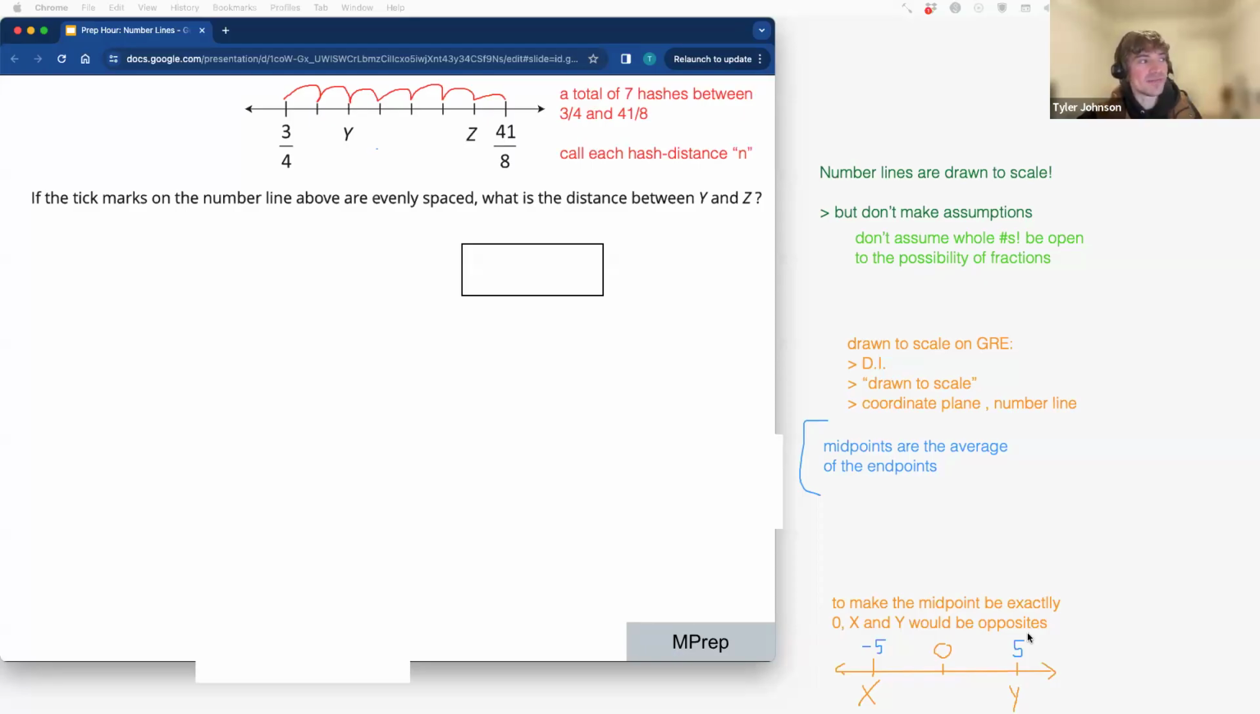But the question wasn't, what are those hash marks? It's, what's the distance between y and z? So looking at y and z, count up those spaces. There are 4 hash marks in there, which means the space between them is 4 times that 5/8, and that comes out to 2.5. 2.5 is your correct answer.